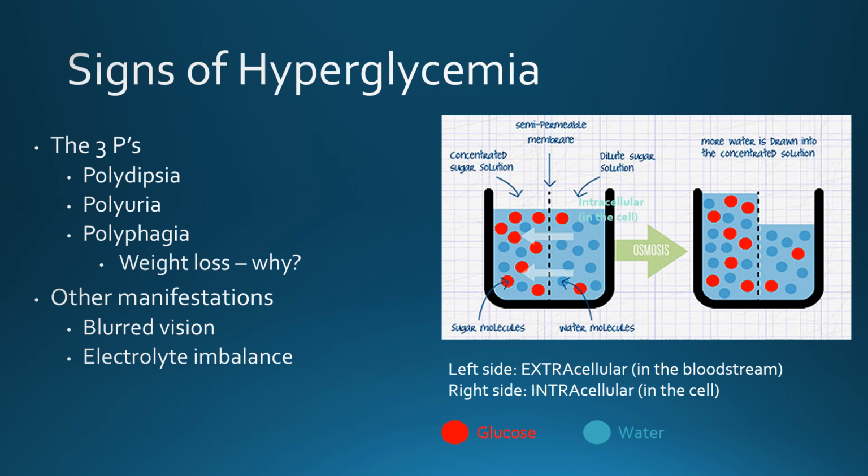All right, other manifestations that we can see related to hyperglycemia are going to be blurred vision. And this occurs because glucose can actually accumulate in the aqueous fluid of the eyes, changing the osmolarity and causing vision to become blurred. And we can also see electrolyte imbalances that result due to the high levels of glucose in the bloodstream. This causes, again, water to be drawn into the bloodstream, and it can cause dilution of that, making other electrolytes like sodium, potassium appear lower than they really are as a result of that dilution.